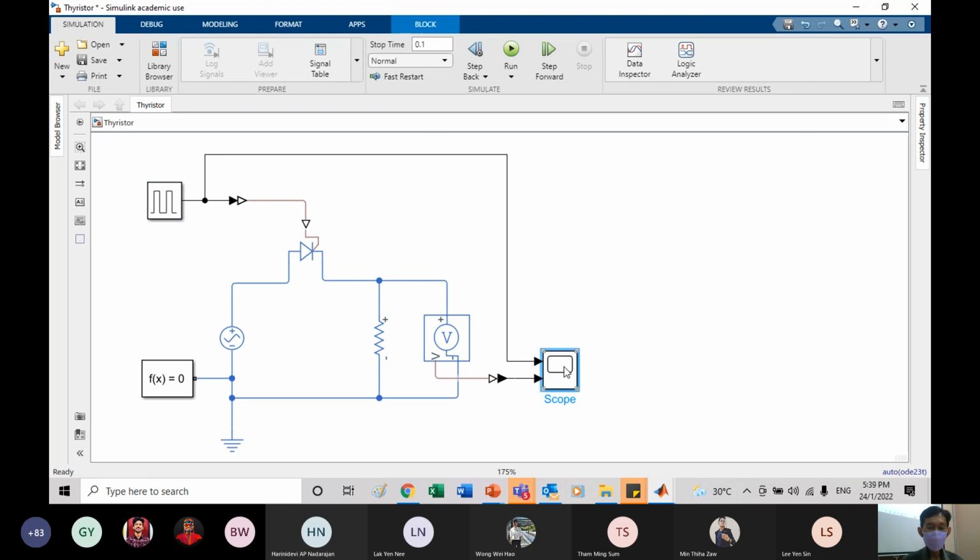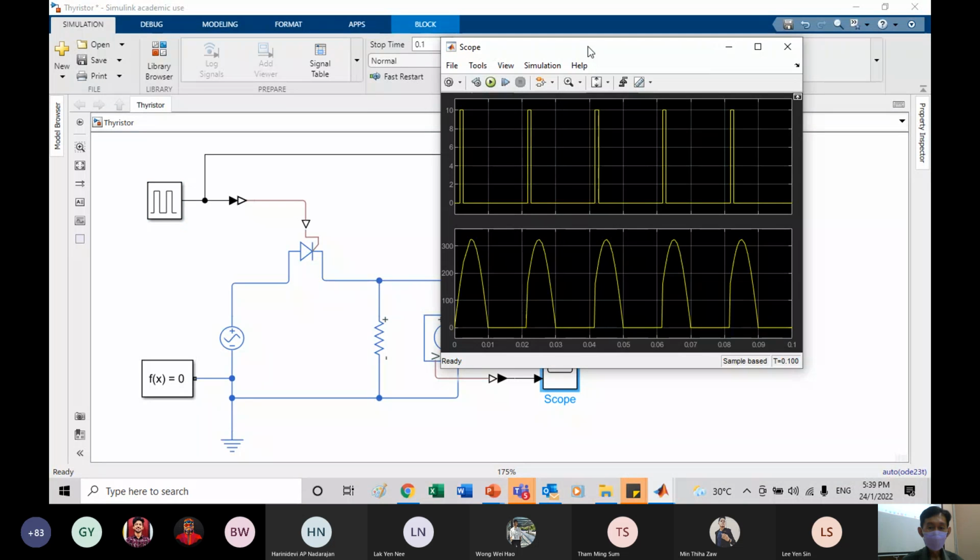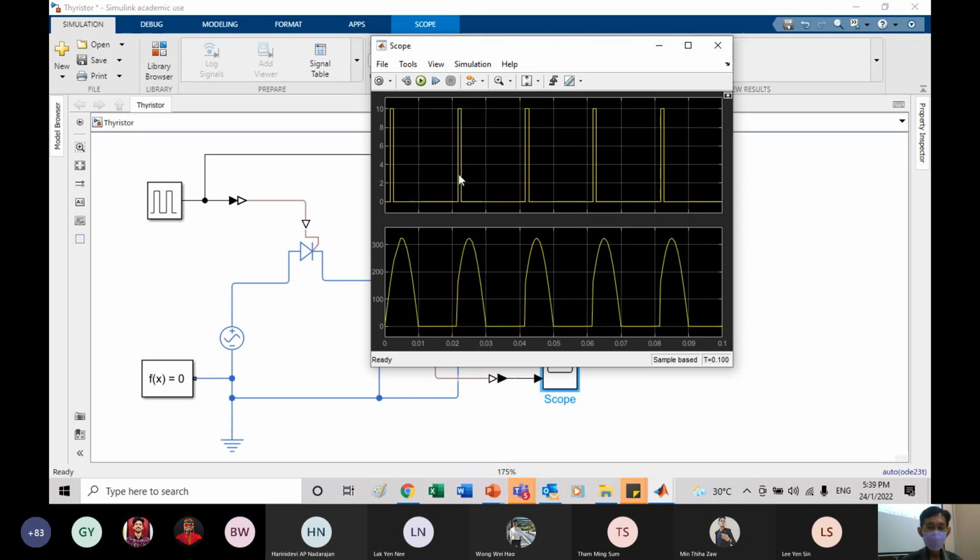So this actually already explains that the thyristor will turn on when a pulse is applied to the gate. After the pulse is removed, it will still remain on, right? The sine wave will stay on until it goes to reverse bias. So it turns off, then turns on again. That explains the behavior of this thyristor. Any questions?